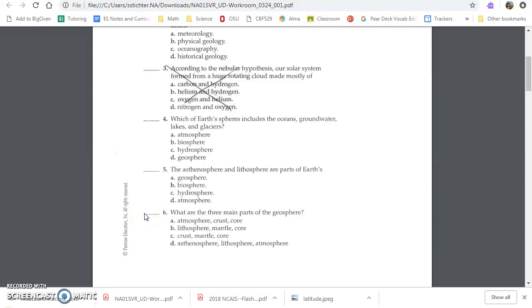6. What are the 3 main parts of the geosphere? The atmosphere, crust, and core, the lithosphere, mantle, and core, the crust, mantle, and core, or the asthenosphere, lithosphere, and atmosphere.